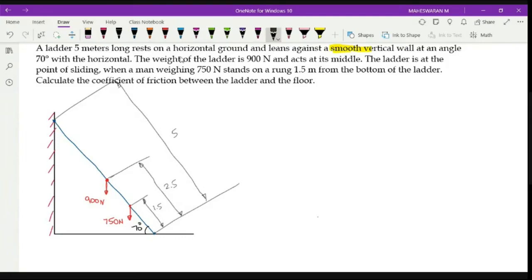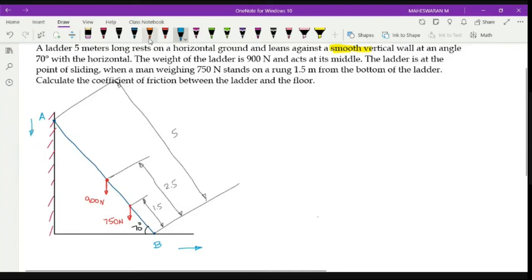Your two points which are having contact: one is point A, the other one is point B. When you say that your ladder is sliding, point B location will be moving like this, whereas point A location will be coming down.